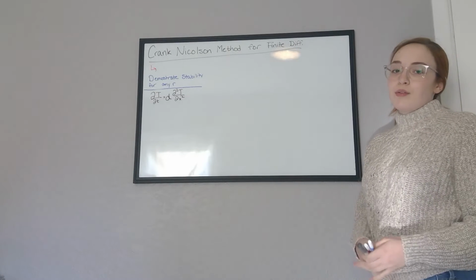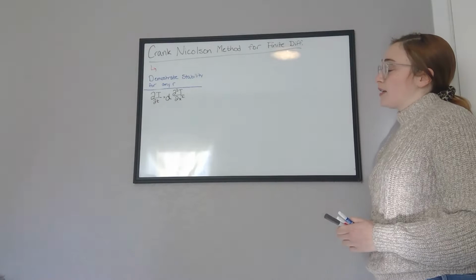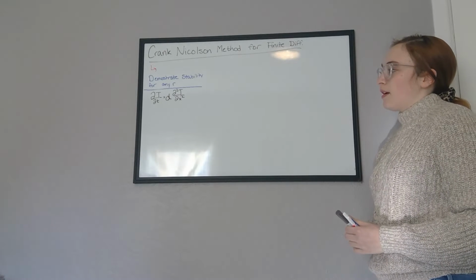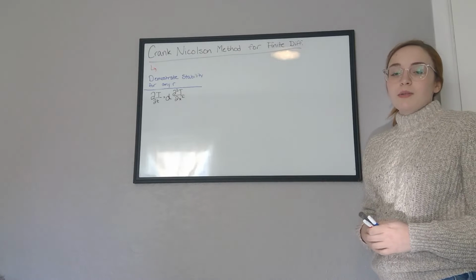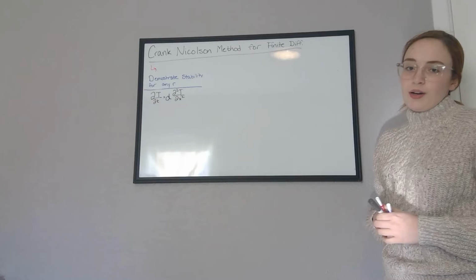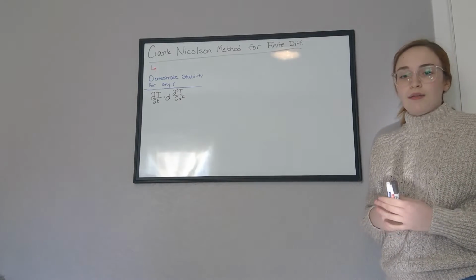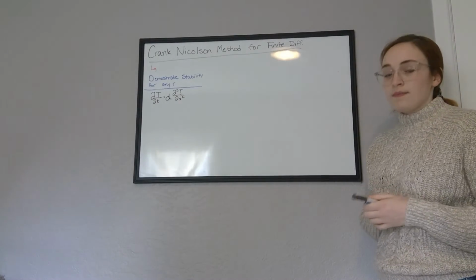In this video, we will be talking about the Crank-Nicolson method for finite differencing. As shown in the previous video with the von Neumann stability analysis, our equation is not stable for any r greater than 1/2. So the goal is to demonstrate stability for any r.